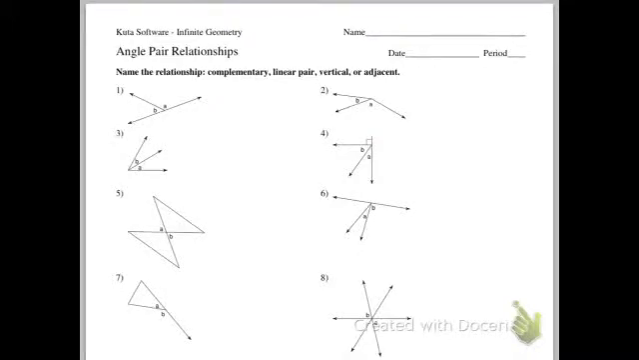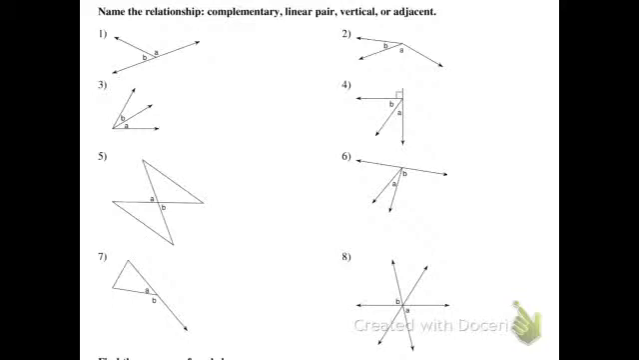Alright, ladies and gentlemen, welcome to the angle pair relationship solutions. Pretty much all you have to do on this first section here is figure out what the pair is called. You're going to use complementary, linear pair, vertical, or adjacent for our names here. On 1, notice how those two angles add together, make a line, so they are a linear pair.